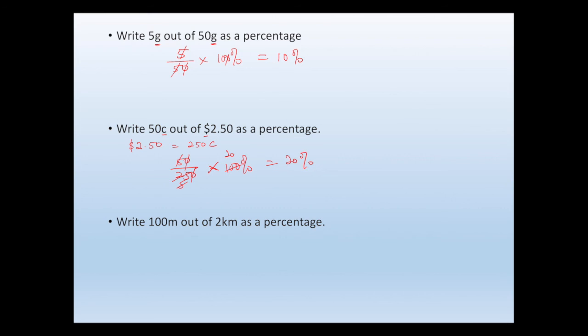All right, finally, you need to write 100 meters out of 2 kilometers as a percentage. So we know 1 kilometer is 1,000 meters. So therefore, 2 kilometers is actually 2,000 meters. Therefore, we can write 100 meters over 2,000 times 100%, which means, let's cross that off, 100, cross that off. So it's 10 divided by 2 is 5%.